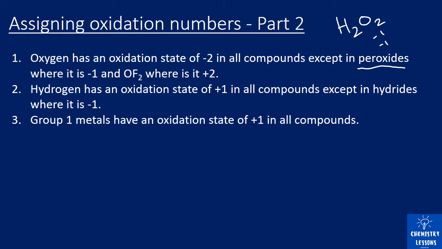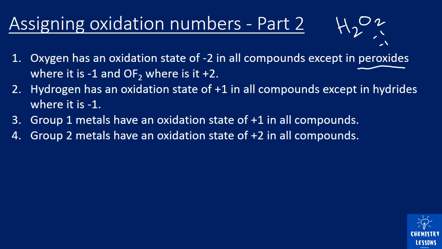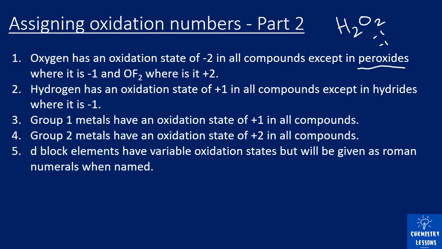Group 1 metals in compounds will always be +1. Group 2 metals in compounds will always be +2. No exceptions there in group 1 and group 2. Now the D block elements, they have variable oxidation states, so they can vary, and you'll have already seen that in some compounds earlier on where you've got iron 2 or iron 3, and we often see that given in Roman numerals, and that Roman numeral is the charge on the metal, which is the oxidation state of the metal.